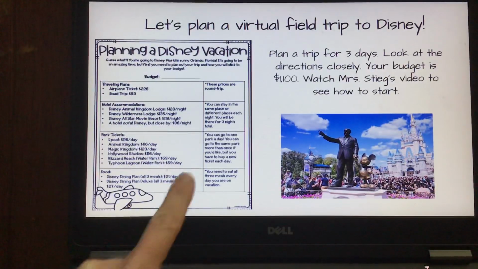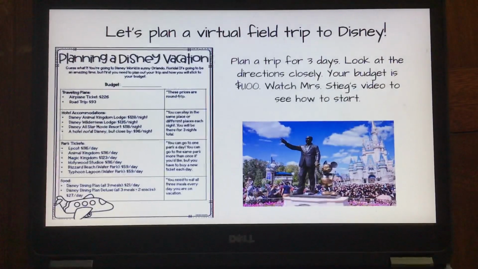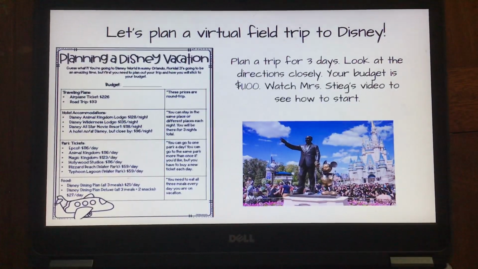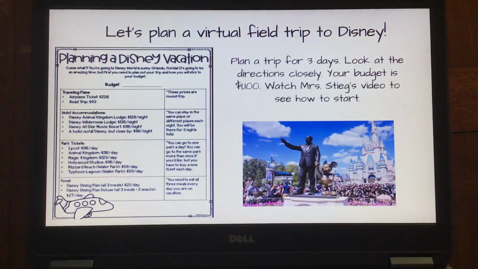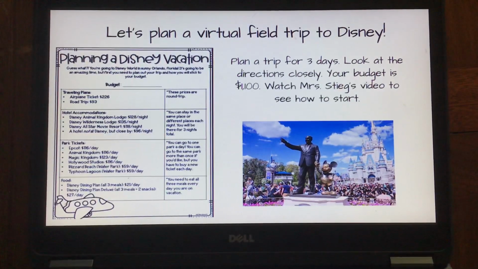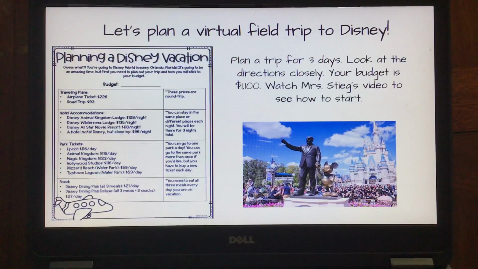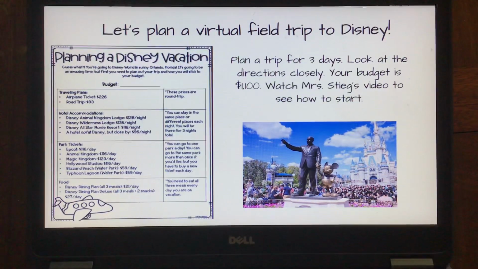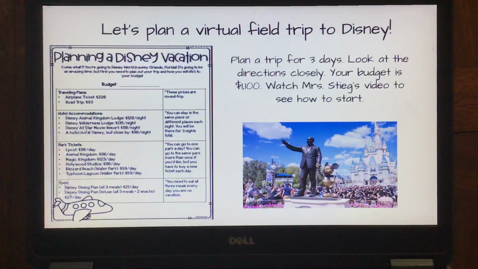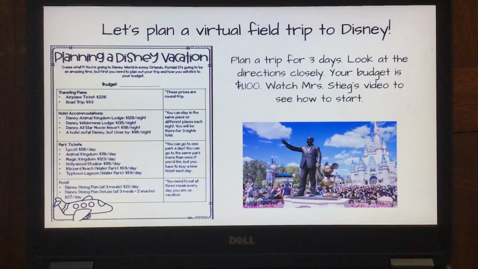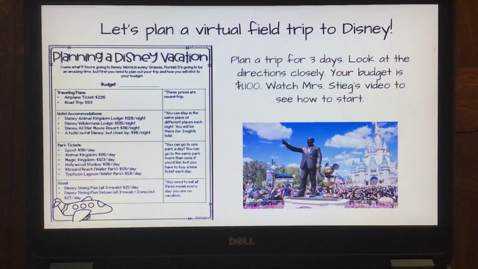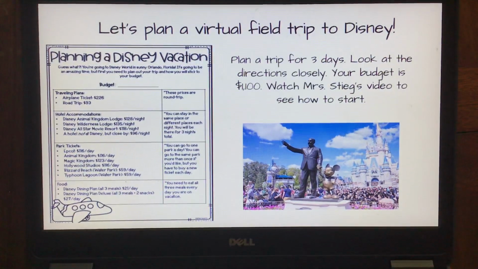So here are the directions, and you have a budget, and a budget means how much you're allowed to spend. You can be under your budget. If you're under your budget, then you have a couple extra dollars for spending money. You can buy some souvenirs, things like that. If you go over your budget, well, let's just say you can't go over your budget because you don't have the money. Maybe you'll get stuck washing the dishes or cleaning the bathrooms at Disney if you go over your budget because you can't get home. Who knows? But let's just say don't go over your budget.